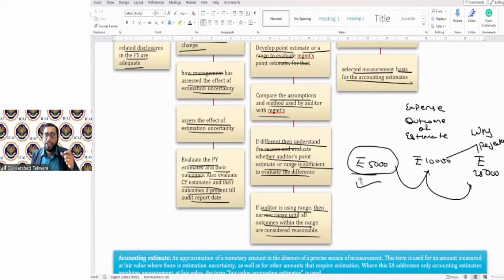Or the methodology, assumptions, or data used in the estimate is not appropriate. And the higher the risk, it may lead to a significant risk also. So the effect of estimation uncertainty is directly linked with the risk assessment of that particular estimate.